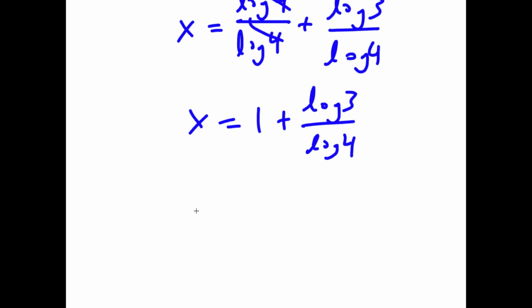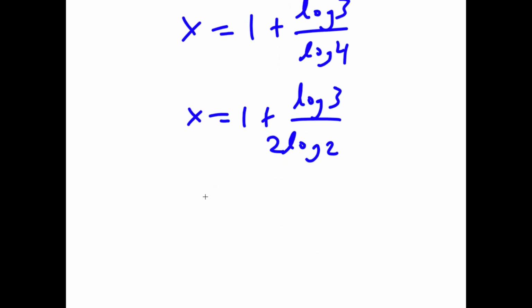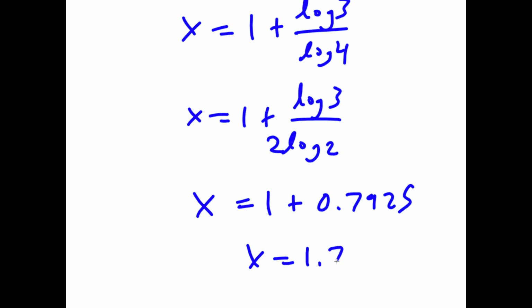And log 4, that's the same thing as log of 2 squared. So I get 1 plus log 3 over log of 2 squared. And remember, I can move this 2 to the front. So now I have log 3 over 2 log 2. And this is the same thing as 1 plus 0.7925, which is equal to 1.7925.